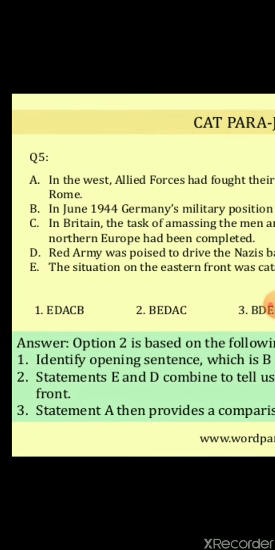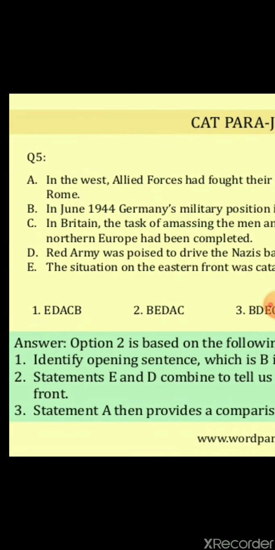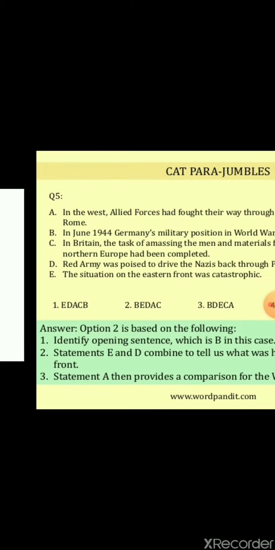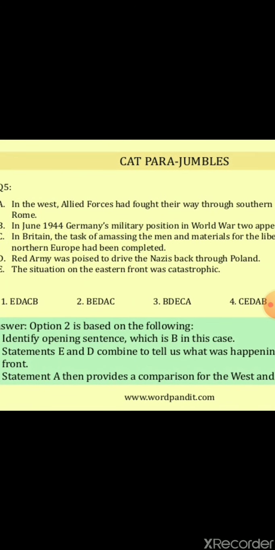Okay, now look at that. In the options downward, option 2 is based on the following. Identify the opening sentence first of all, which is B. In June 1944, some event has been opened by this sentence. So B should be there. Now find out where B is in the options. So the first, second and third will be your options to work with. First you need to eliminate the fourth as well, because B should be your opening statement.